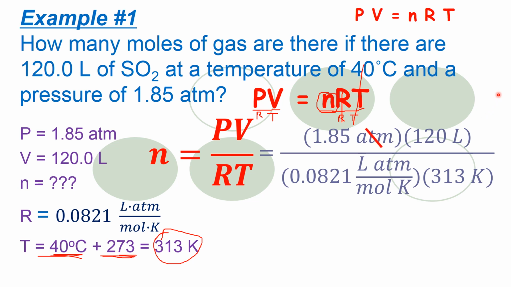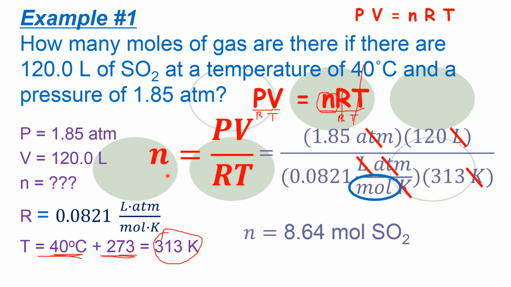The atmospheres in our pressure cancel with the atmospheres in R. The liters in the volume also cancel with liters. And our Kelvin down there on the bottom cancels with that other Kelvin. And the only thing that's left is moles. So those are our units, and that's what we were asked for in our question. It says how many moles, and that's what our little n here is. So we end up with an answer, 8.64 moles of sulfur dioxide. Notice that I rounded this to 3 significant figures because I had 3 significant figures in my pressure.